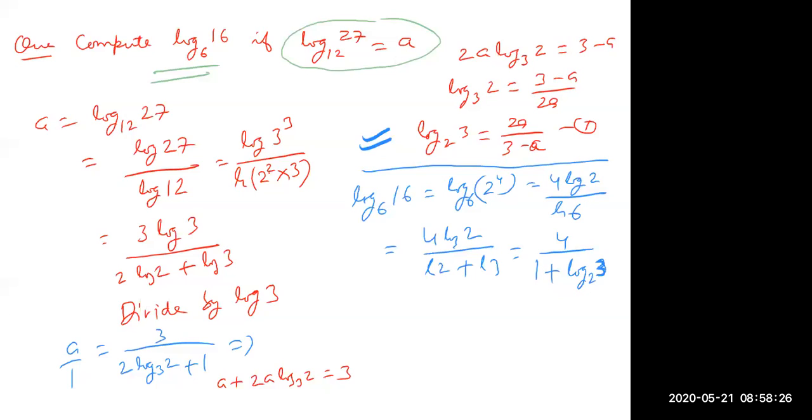So this is equal to 4 upon 1 plus log 2 3, which is how much? 2a upon 3 minus a. Take LCM. So 4 into 3 minus a upon 3 minus a plus 2a. So this will be 4 into 3 minus a upon 3 plus a. This is the answer. So the value of this expression is equal to 4 into 3 minus a upon 3 plus a.